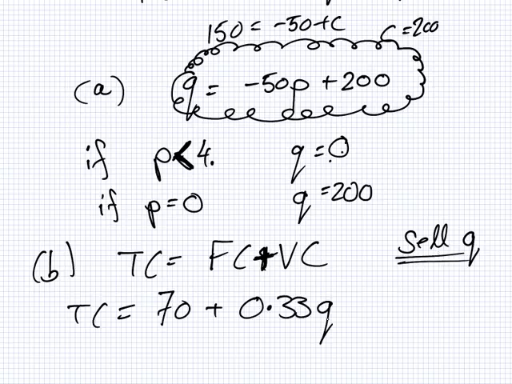So for example, if they sell 0 coffees, what's their cost? 70. And if they sell 1 coffee, what's their cost? 70.33. And if they sell 3 coffees, it's about 71 euros.